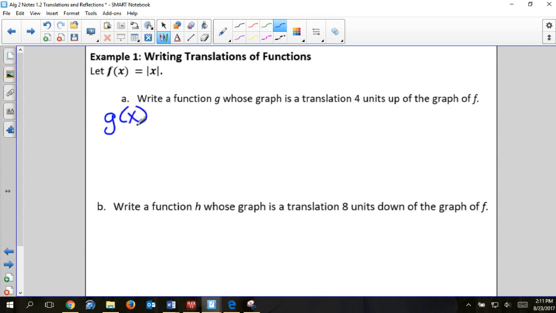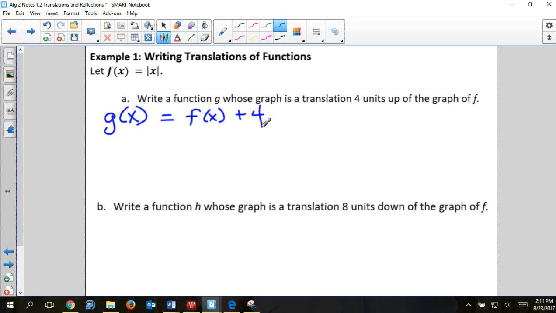You see the original one's f of x. It says whose graph is a translation 4 units up of the graph of f. So g of x is equal to that graph of f of x, but add 4 up. So if it's adding 4 up, that goes on the outside of the f of x, on the outside of those parentheses.